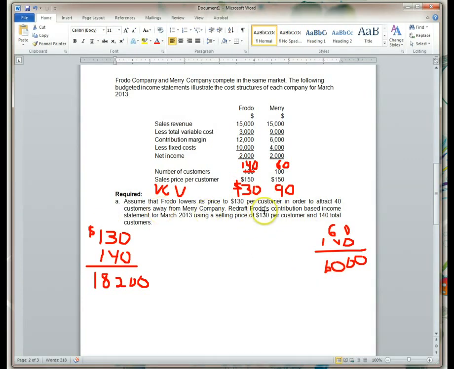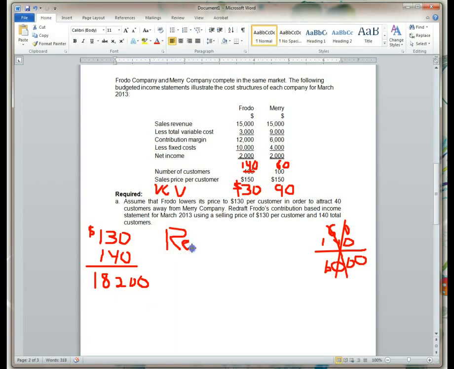Redraft Frodo's contribution-based income statement. Oh, so I don't even need this. Haha, we'll need that later. Using a selling price of 130 and 140. Oh, it even gives us that calculation, total customers. So we have to redraw the contribution margin income statement.